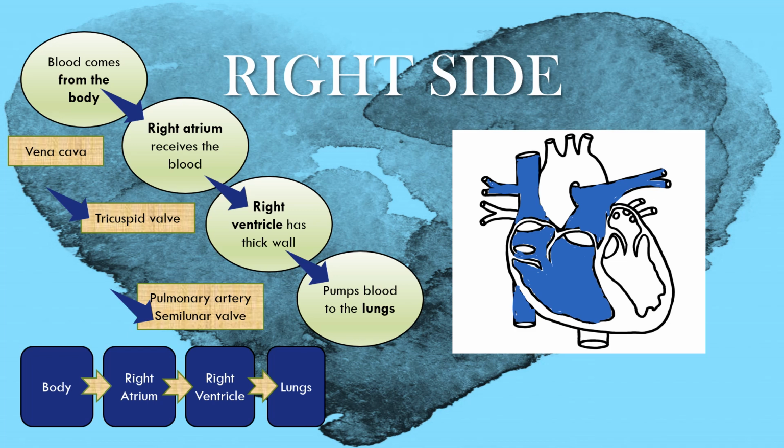The next thing that we need to consider and understand is the flow of blood. It must be flowing in one direction. So we need to find out if there are valves in the right side. Yes, there are. One is the tricuspid valve and the other is the semilunar valve. These valves ensure that the blood will be flowing in one direction.